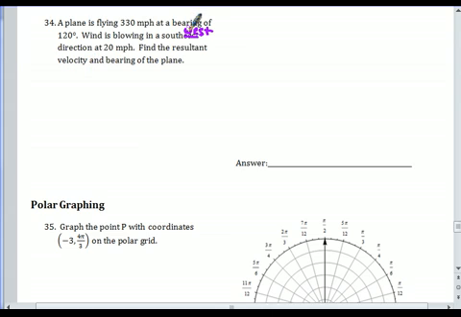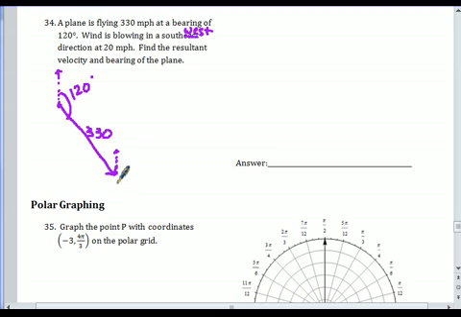Remember that whenever we're measuring bearing, it's from north in a clockwise direction. So here's my north reference. This 120 degrees is measured from north, and it would be about like that. 120 degrees. This is 330 miles per hour. Now the wind vector, we need to add it to this vector, so we're going to draw it from the end of this vector.